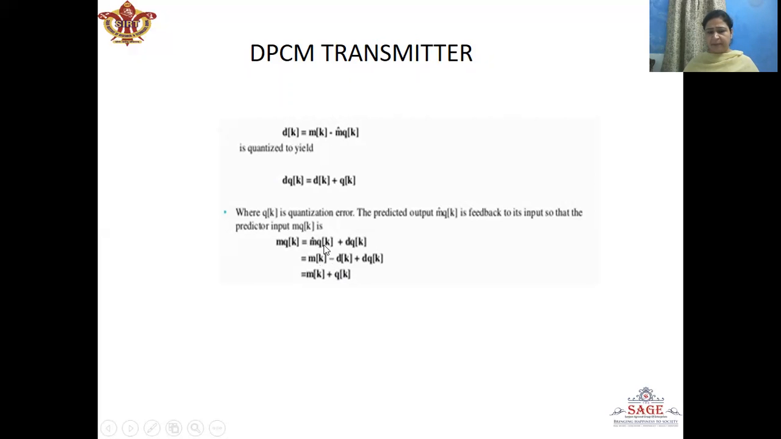So MQ cap K will be generated as MK minus DK plus DQK, which will be taken from the equation. Now it will be MK, and DQK minus DK is given as QK. So it will be MK plus QK. So we can say that MQK is generated when MK is added to the quantization error. So it is obvious that MQK is the quantized version of the MK.